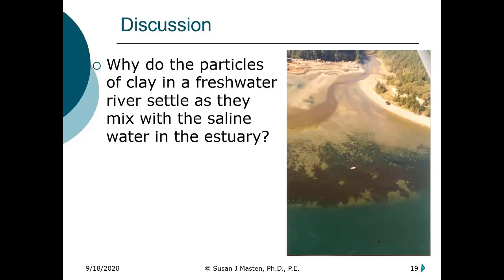Okay, so what's happening is you're getting coagulation right in this region here. And those particles can flocculate, or if the water is quiescent enough, there's some mixing, and then they settle out. And basically, this is the way a delta is formed in a river as that river hits the estuary.